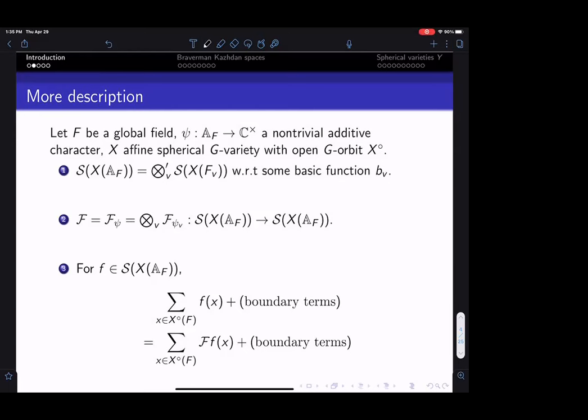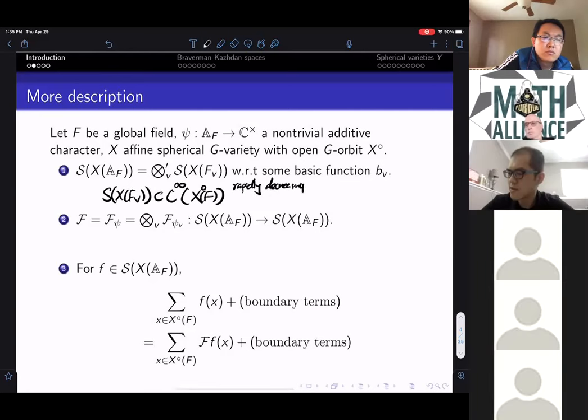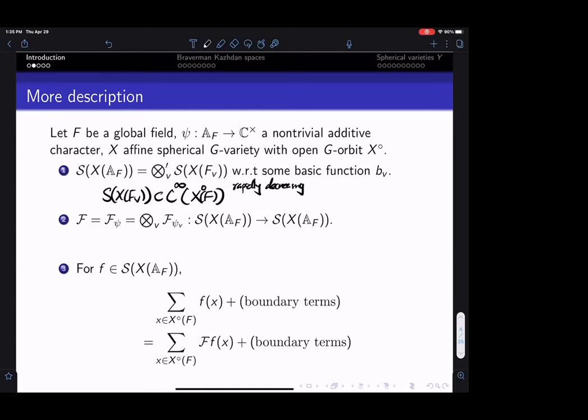Actually there is more conjectural structure on the Schwartz space. For example, we would expect the Schwartz space is defined at least on the open orbit, and it consists of smooth functions. In the Archimedean setting, we would expect it to be rapidly decreasing. In the non-Archimedean setting, we would expect it to have compact support in X(F). Furthermore, in the Archimedean setting, we would expect it to be a Fréchet space or even one with nuclear structure.